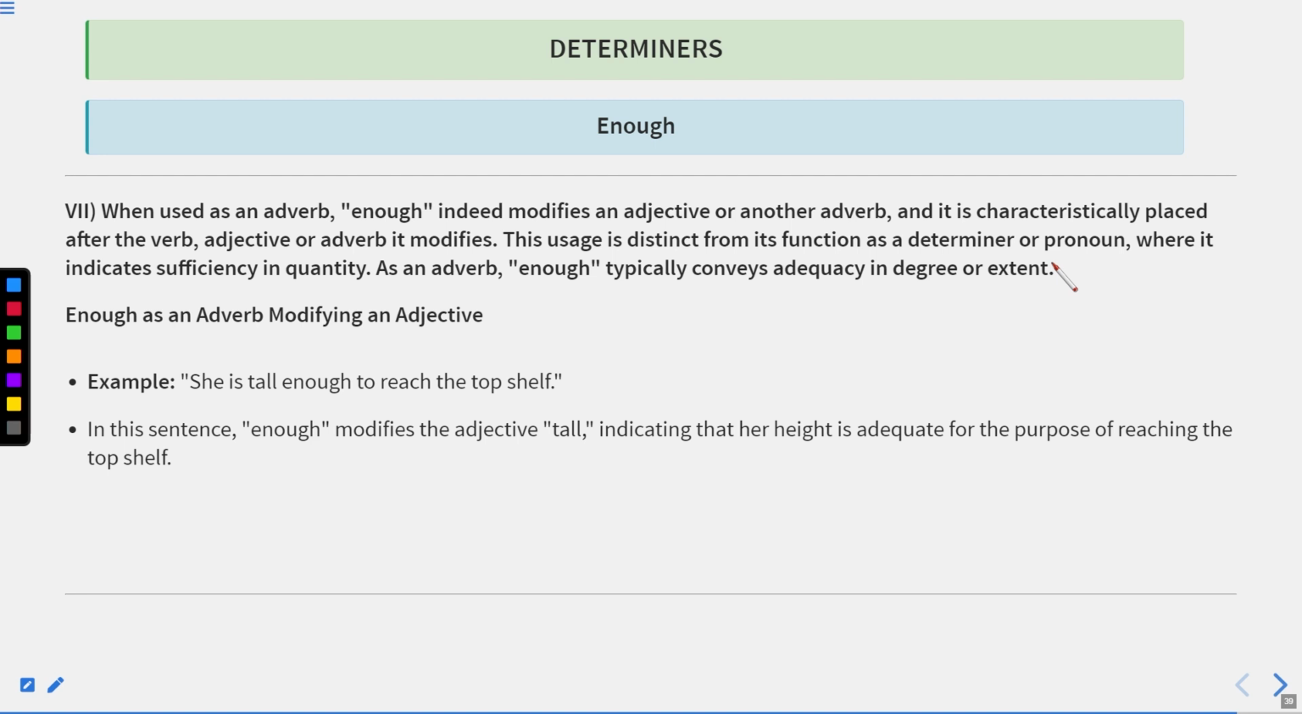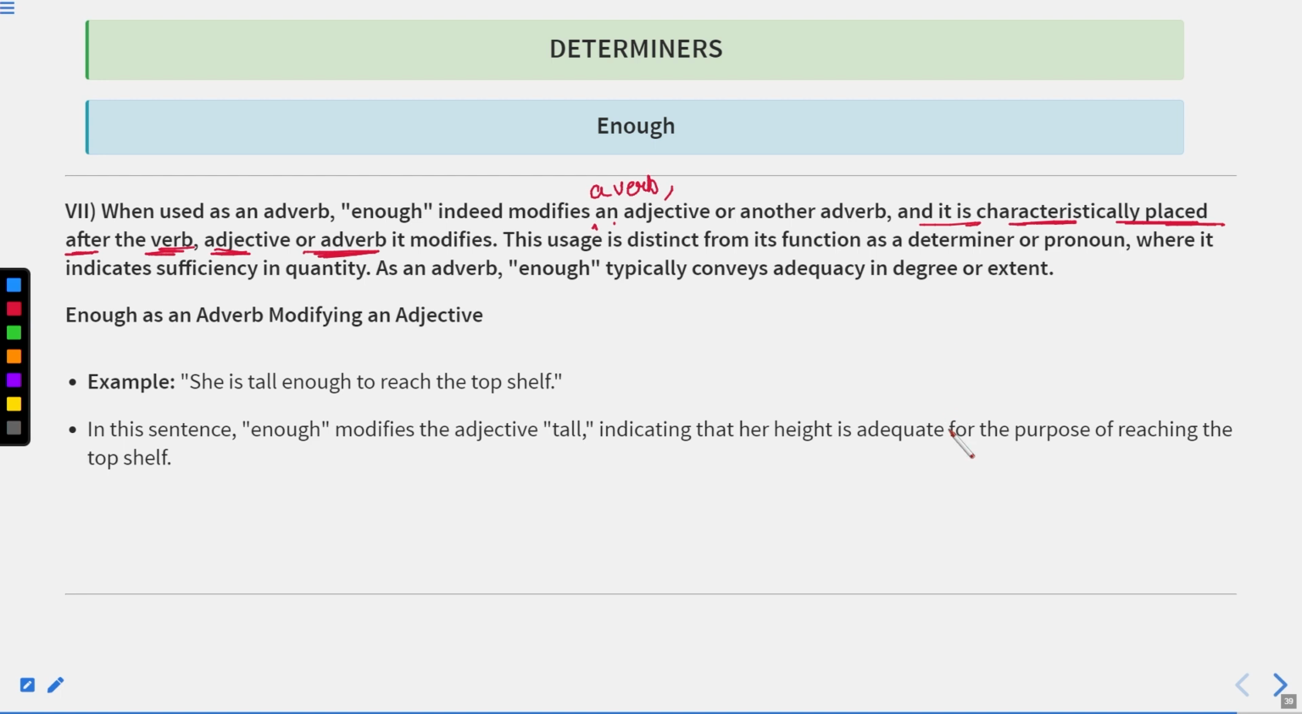It means if enough behaves like an adjective, it should be placed before the noun. But if it is used as an adverb, it modifies an adjective, a verb, or another adverb, and it is characteristically placed after the verb, adjective, or adverb. This thing is very, very important. Okay, because it qualifies a verb, adjective, or adverb.